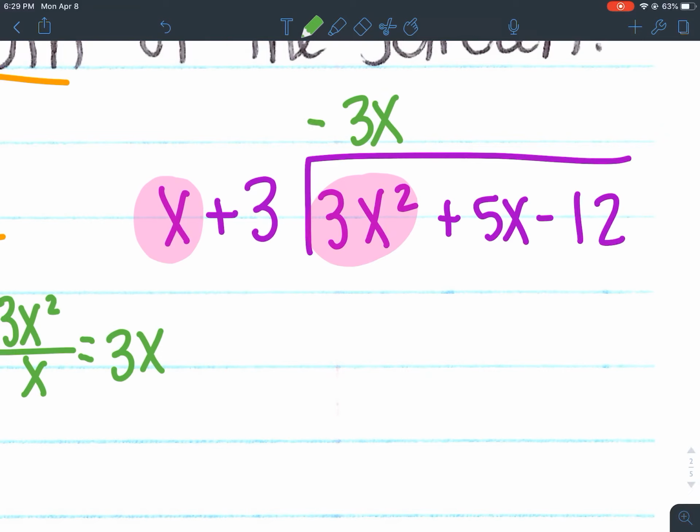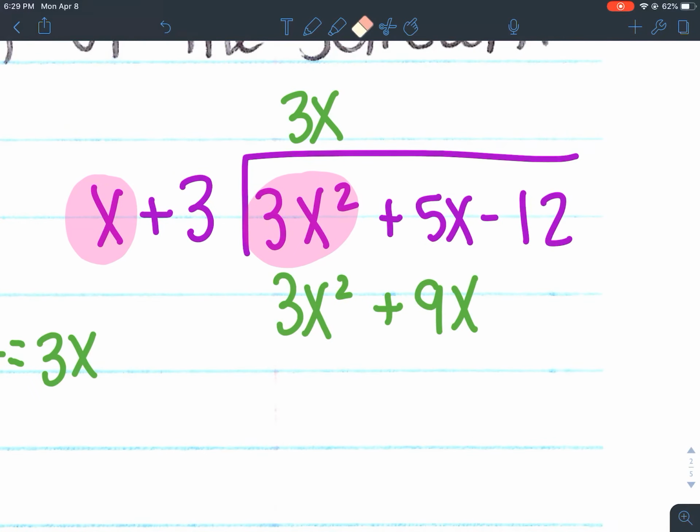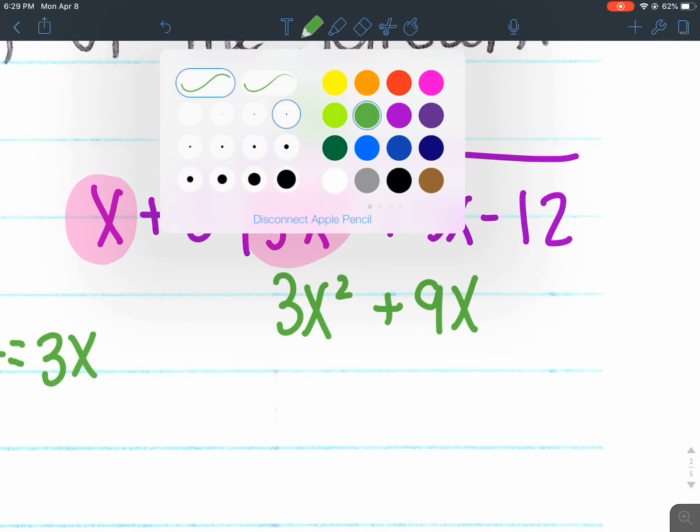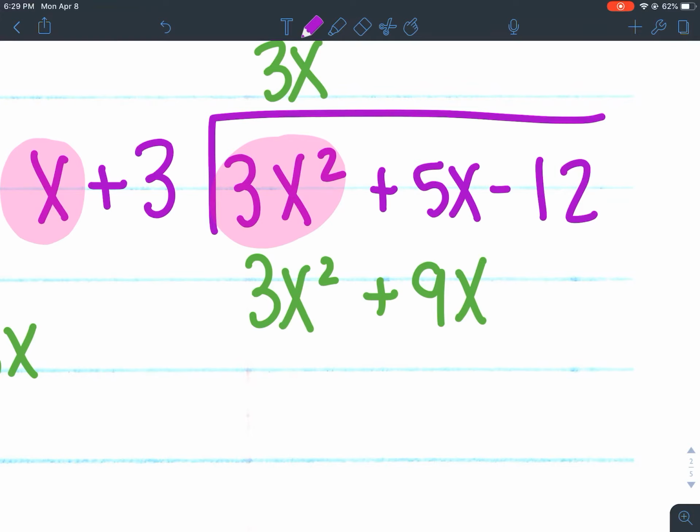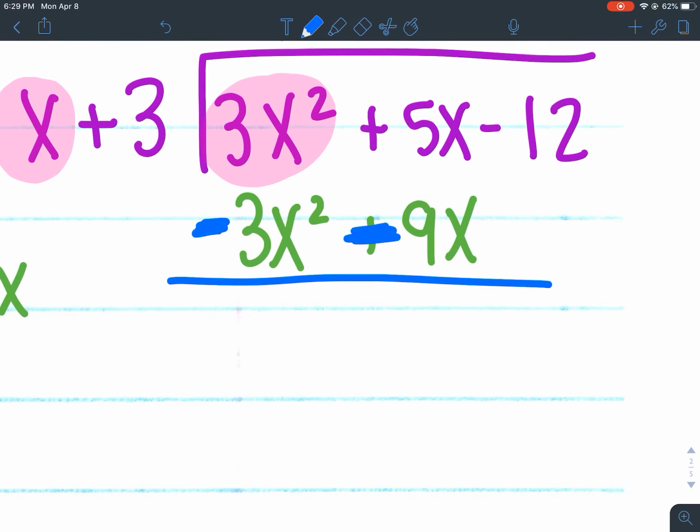So I'm going to multiply. 3x times x is 3x squared. 3x times 3 is positive 9x. Okay, get rid of those. Now I need to subtract. Now when I subtract, my signs will change. They go opposite. So this sign is now a negative, and this sign is now a negative as well. So my blue is my new signs. So 3x squared minus 3x squared is 0. 5x minus 9x is negative 4x.